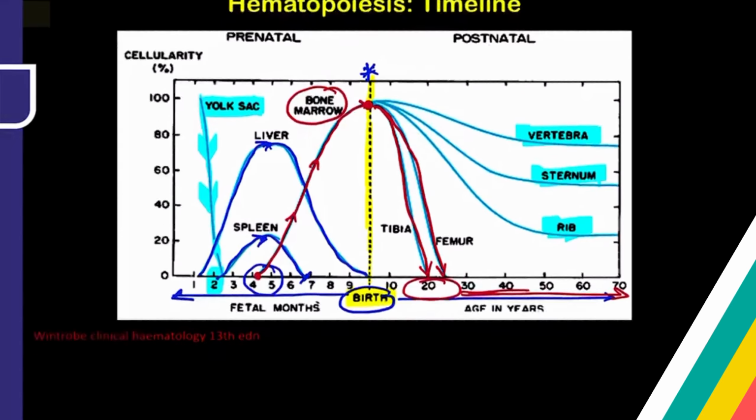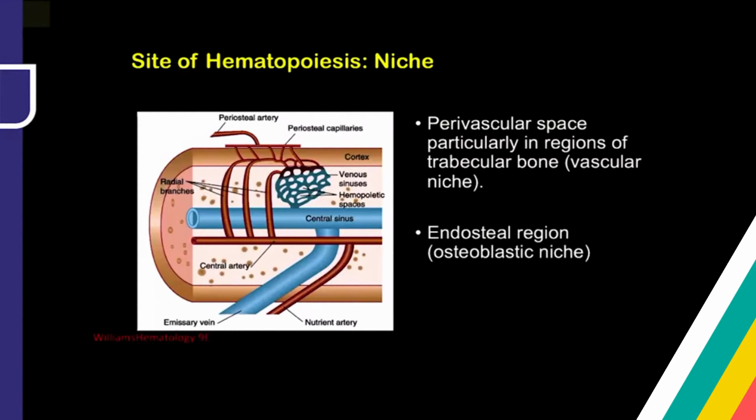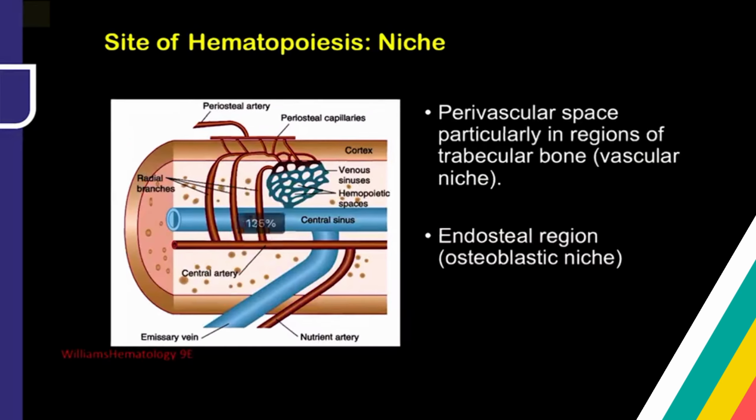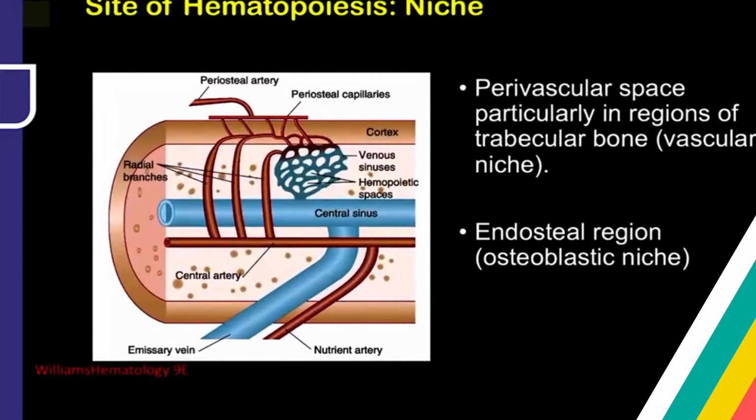Now after this, we came to know that in an adult, bone marrow is the main site of hematopoiesis. Where inside the bone marrow is the hematopoietic activity occurring, right? On your left-hand side is a diagram of the cross section of a bone, where you find the periosteal artery, the central artery, and the central vein.